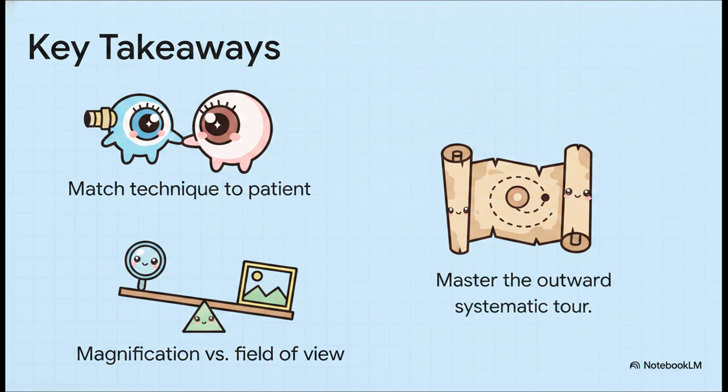Let's wrap up this super helpful explainer with 3 key takeaways to ensure you never, ever struggle with a blurry retina again. Number 1, always match the examination technique to the patient's specific needs. Number 2, don't just wander around in there. Master the systematic tour starting from the optic disc and building outward. And number 3, really understand that delicate seesaw relationship between magnification and field of view with your condensing lenses.